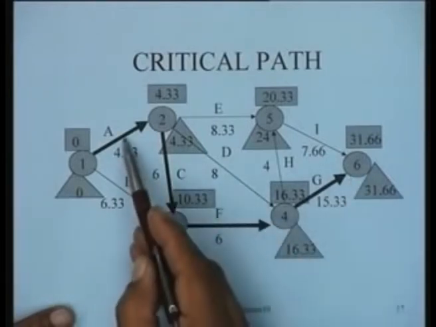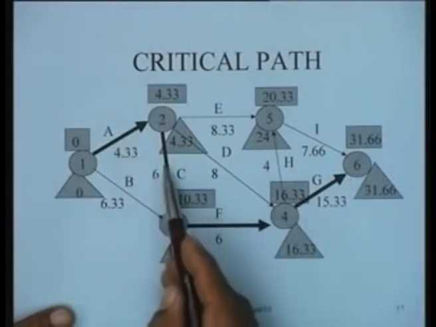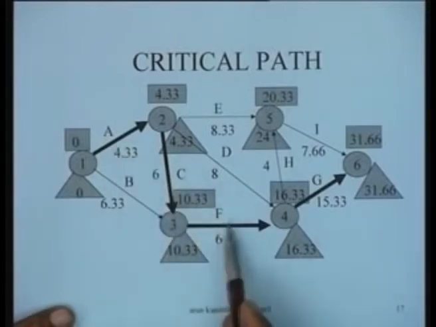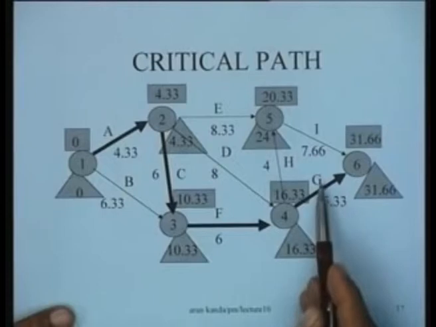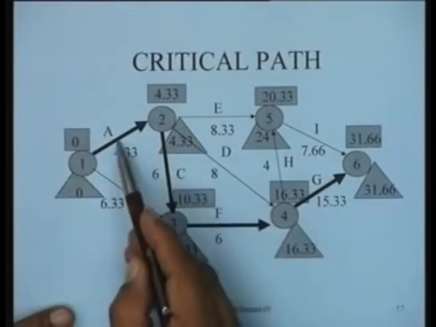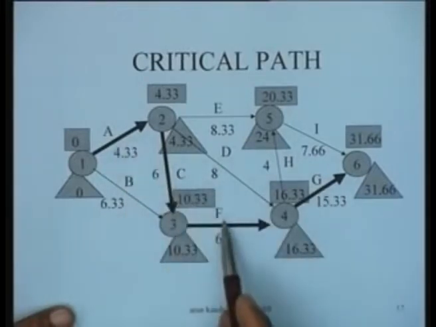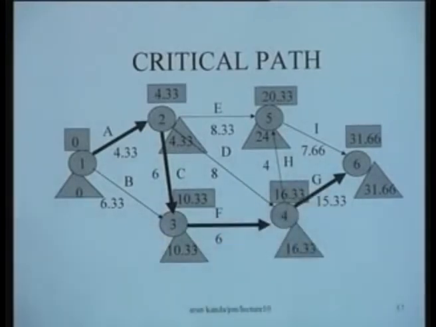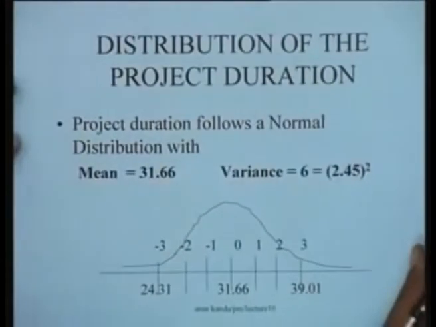And what we do is we now take into account the variances of these individual activities A, C, F, and G. We had computed their variances. So the variance of A plus the variance of C plus the variance of F plus the variance of G is in fact equal to 6 in this particular situation from the table of variances that we have.